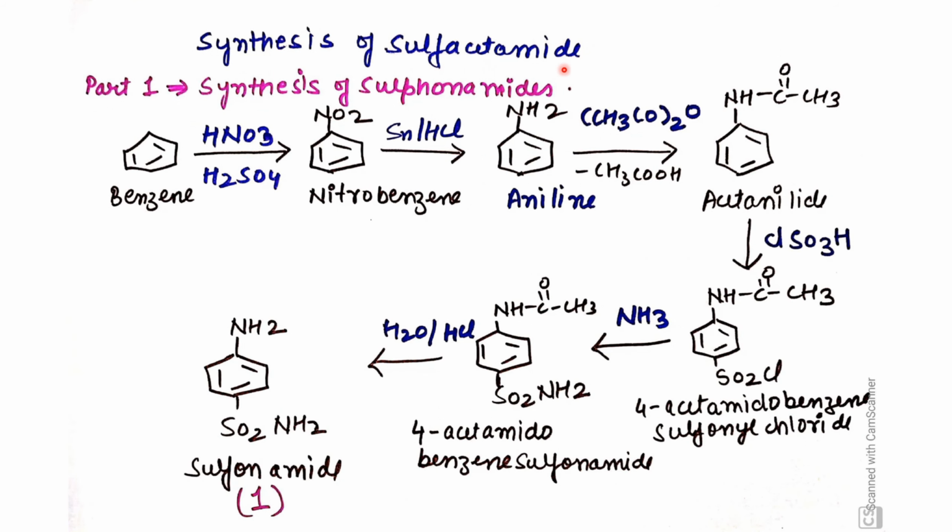Next synthesis is sulfacetamide. Sulfacetamide synthesis is divided into 2 parts. So this is the first part in which synthesis of sulfanilamide will take place. Generally it starts with benzene and this is the synthesis of sulfanilamide. So here you can see nitration, reduction, reaction with acetic anhydride, chlorosulfonic acid, amination and hydrolysis. In the presence of acid, the sulfanilamide synthesis will take place and this substrate is marked as 1. So this is the first part.